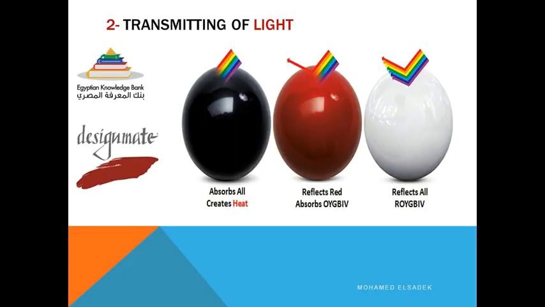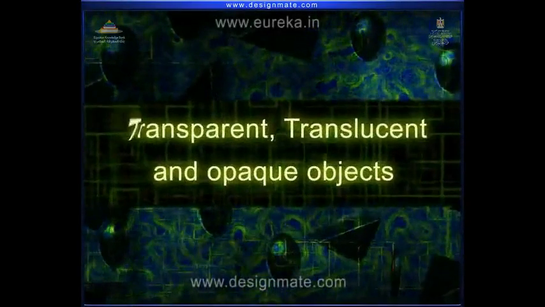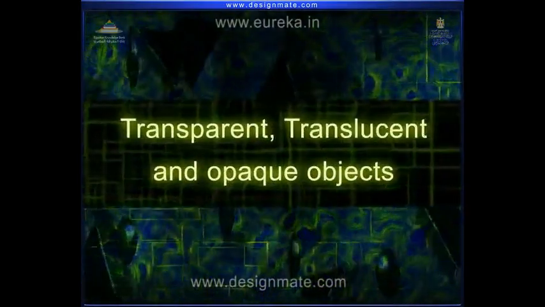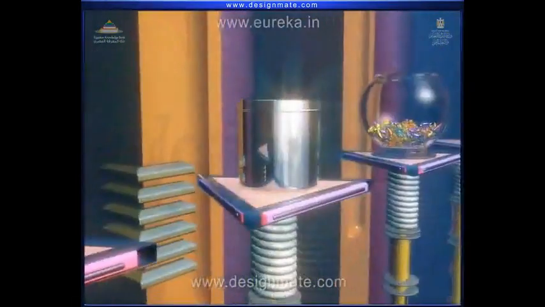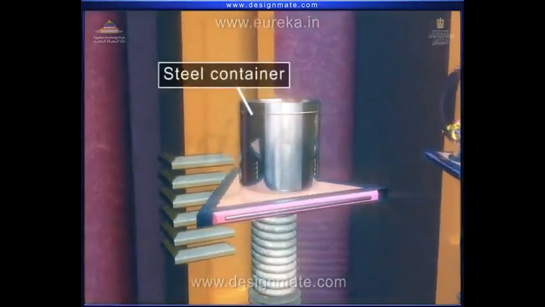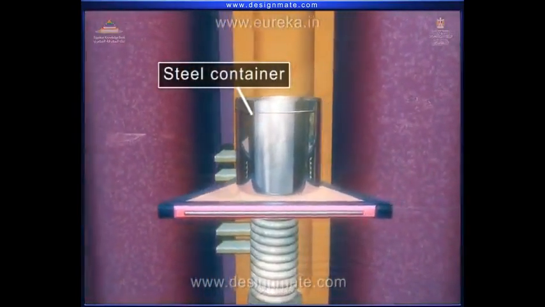Second property of light, which is called transmitting of light through different materials. Transparent, translucent, and opaque objects. You can see that this container is made of steel. Can you see what is filled in this container?